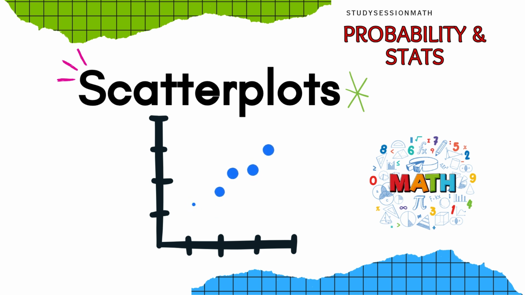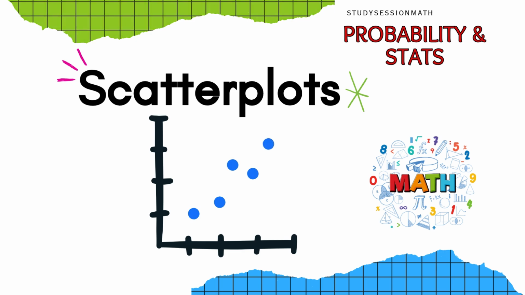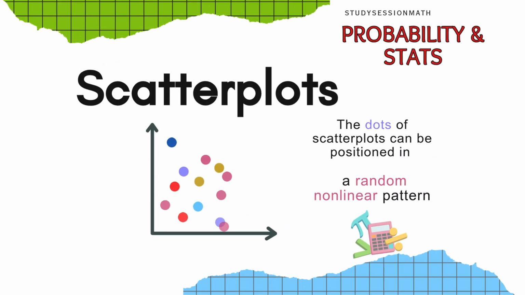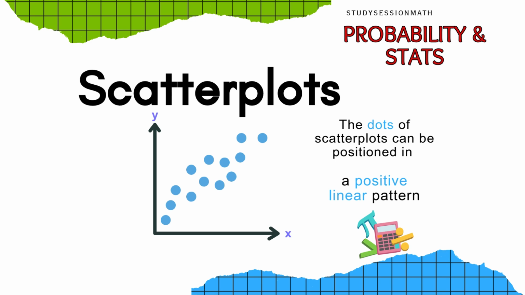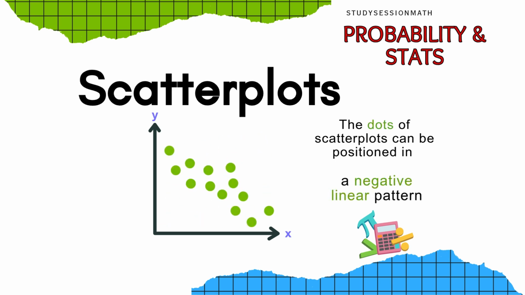Scatterplots are graphs that use dots to show their data. The positioning of the dots shows how the x and y values of the graph relate to one another. The dots can be positioned in a random pattern, a positive linear pattern, or a negative linear pattern.